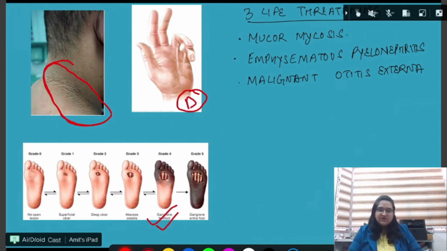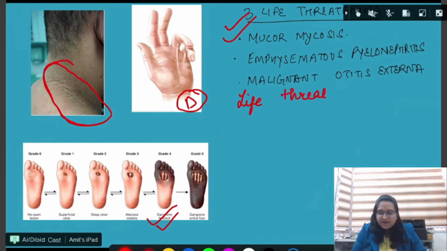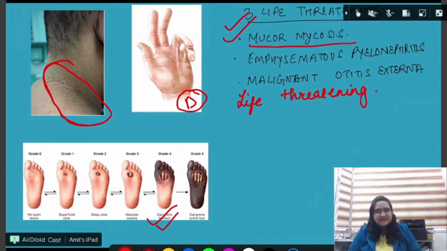Now, next question which always can be asked is, what are the 3 life-threatening problems which may occur in uncontrolled diabetes? They are rhinocerebral mucormycosis, you all know. Amphotericin B is the drug of choice. Next is emphysematous pyelonephritis and malignant otitis externa.